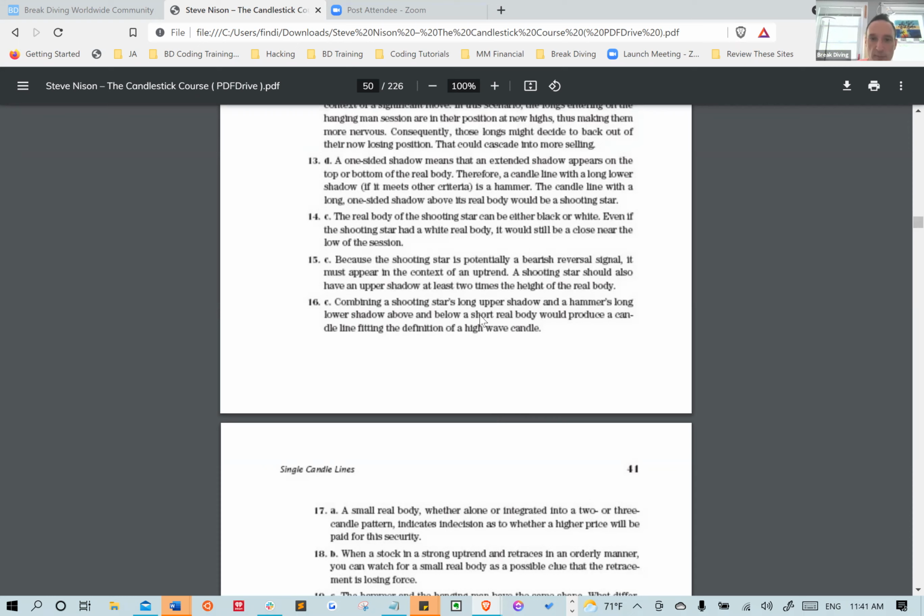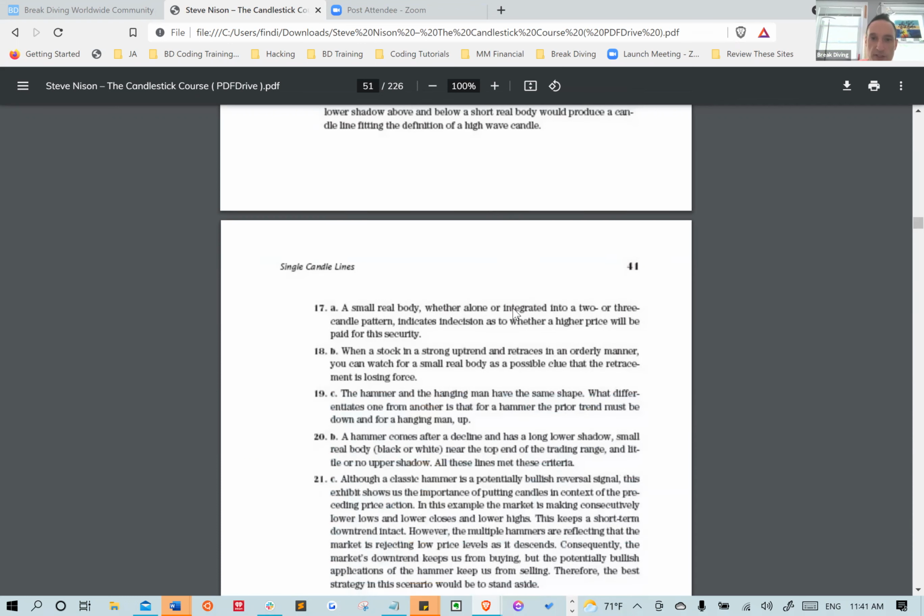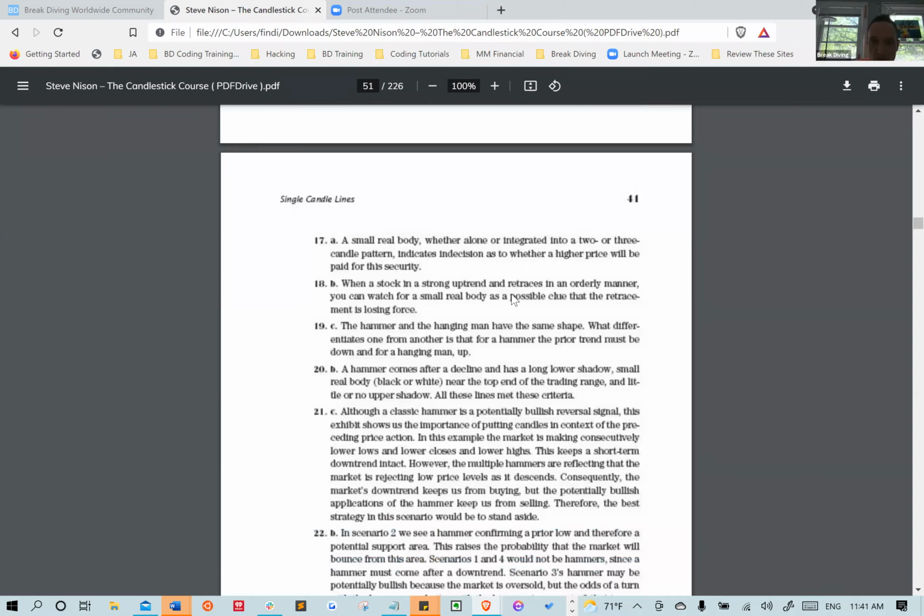Combining a shooting star's long upper shadow and a hammer's long lower shadow would produce a high wave. You said that. A small real body indicates indecision. We talked about that. When a stock is in a strong uptrend and retraces in an orderly manner, you can watch for a small real body as a possible clue that the retracement is losing force. 19, the hammer and the hanging man have the same shape. The difference is that for a hammer, the prior trend must be down, and for a hanging man, up. Right.